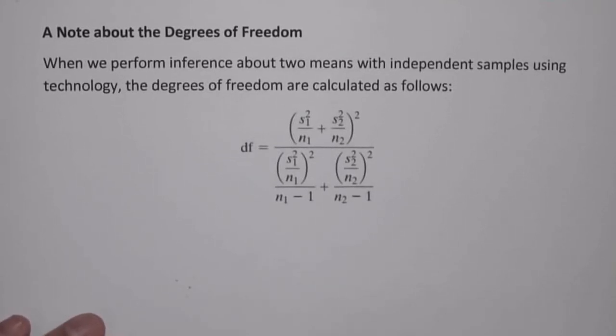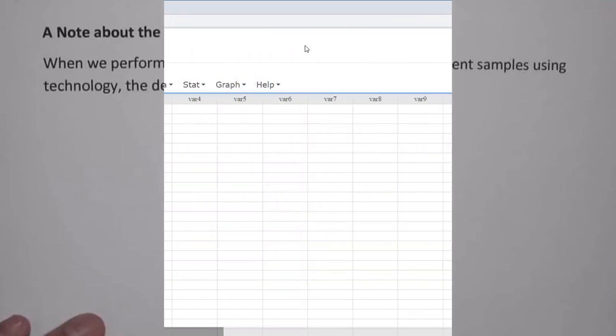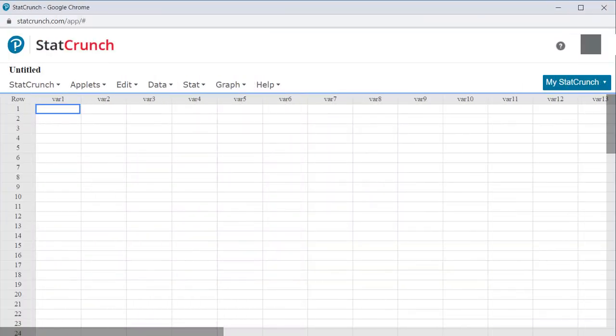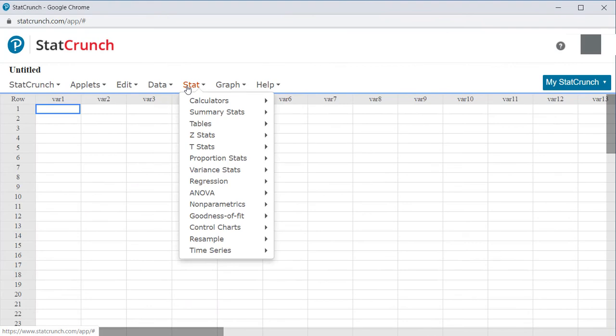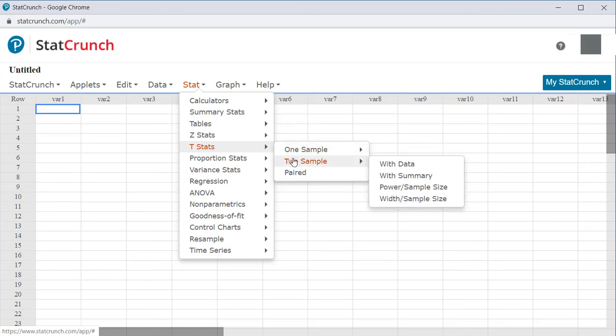So we can also do this in StatCrunch, so let's take a look at that. So in StatCrunch, we're going to go to Stat and T-Stats, and when we point at T-Stats, we have three options: one sample, two sample, or paired. Well, in this case, we have two samples, so we're going to use that option.